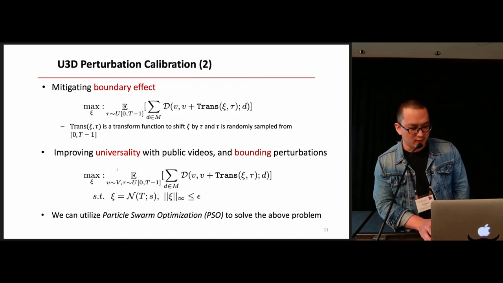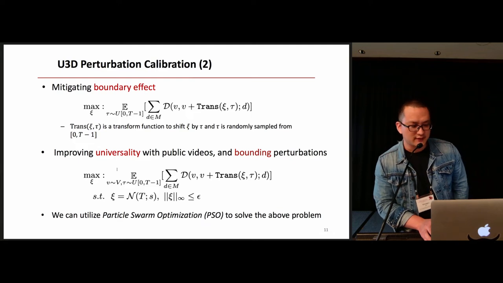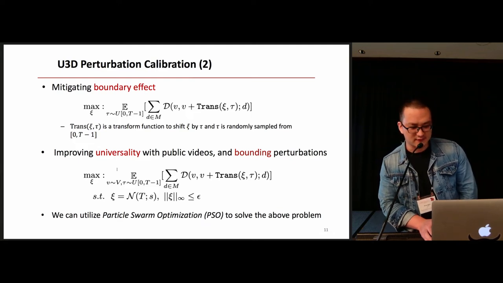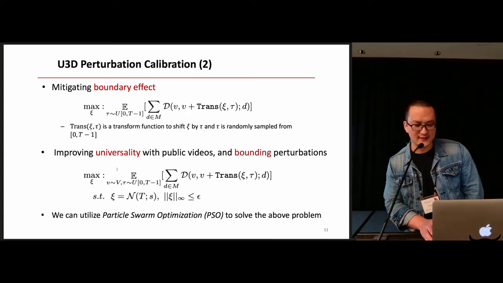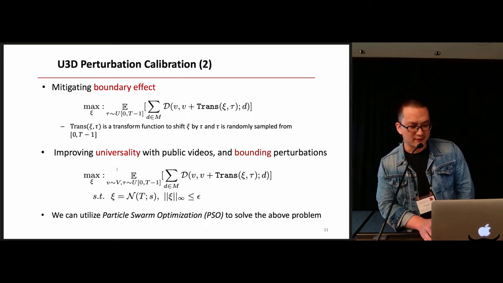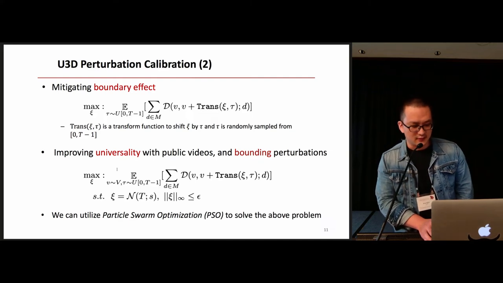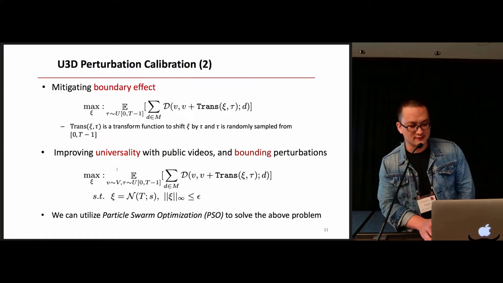And next, we want to address the boundary effect. We define the actual physical transformations by adding a time shift function. When we optimize our perturbations, we add this shift to the optimization process, so we can mitigate the boundary effect. Similarly, we can also improve our attack universality with a small set of videos.